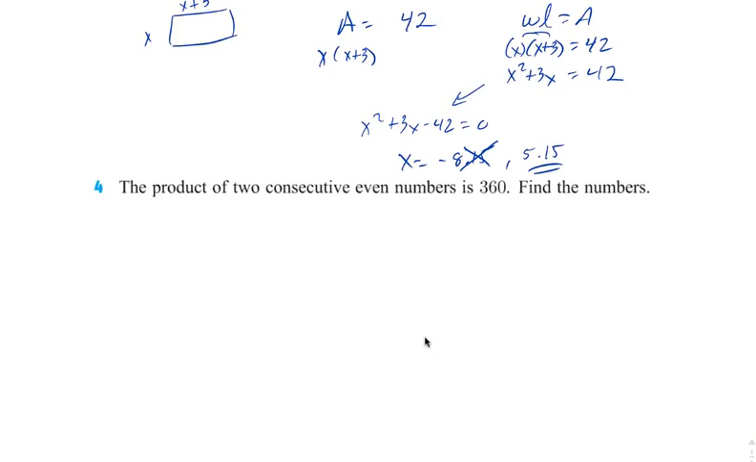The product of 2 consecutive even numbers is 360. So let's talk about how to do 2 consecutive even or odd. It's actually done the exact same way. That was a weird way to spell odd.